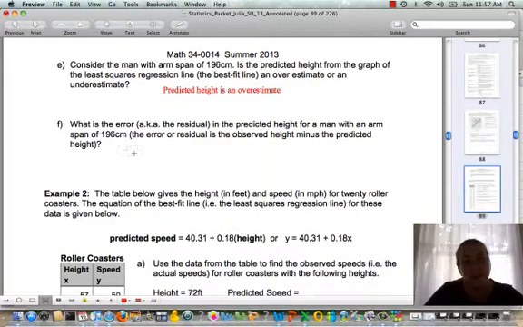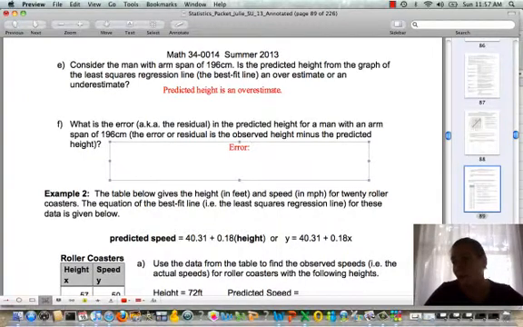And let's go ahead and calculate the error down here in part F. So the error, also known as the residual, is the observed height minus the predicted height. So our observed height was 184 centimeters. Subtract the predicted height of 191 centimeters, and our error here is -7 centimeters.